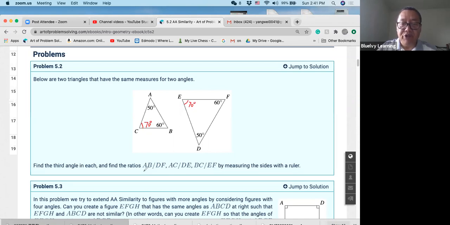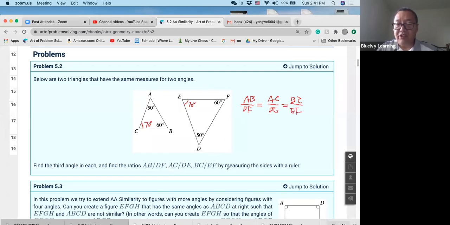Then you can find the ratio of AB over, let's say, DF. AB corresponds to angle C, right? DF corresponds to angle E. These two corresponding sides will equal AC over DE, and also will equal BC over EF.